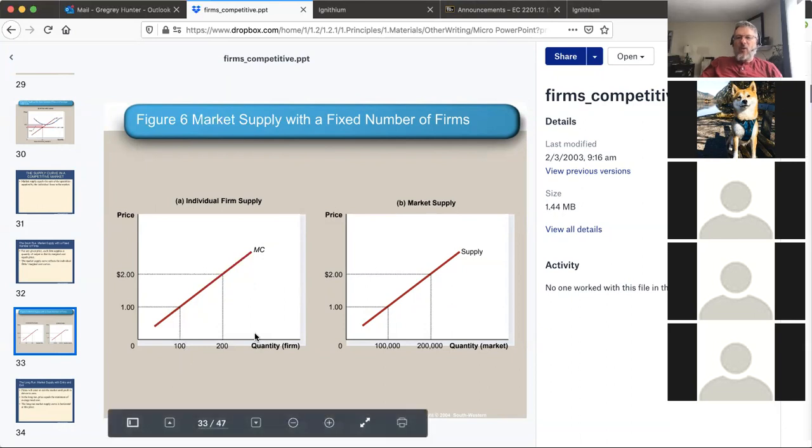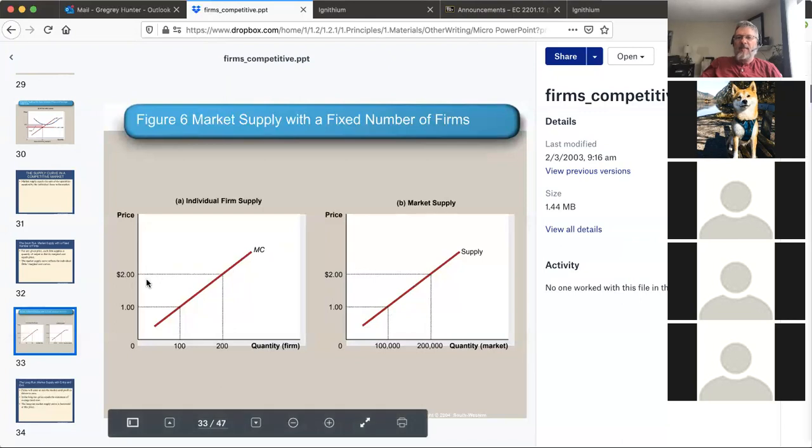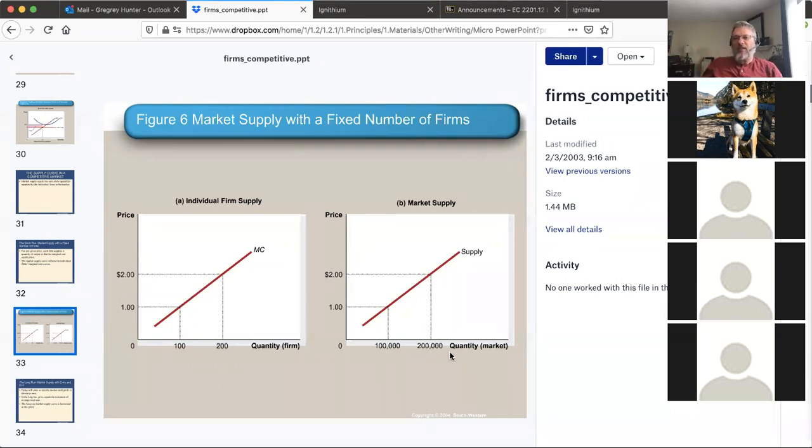Well, what if there were 1,000 such firms in the market? So at $1, you would multiply that amount by 1,000, and this would give you one point on the market supply curve, if there are 1,000 firms in the market. Likewise, at $2, one firm would supply 200 units, but 1,000 such firms would supply 200,000 units. So we add up the quantities of all of the firms in the market. And in this example, there are 1,000 such firms.